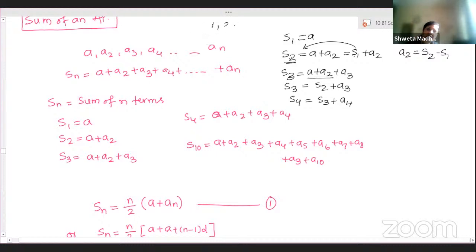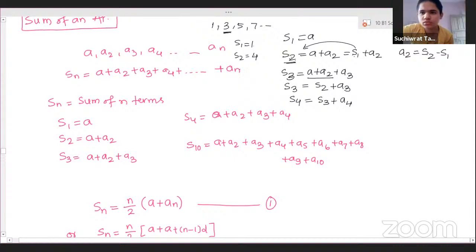1 and 3, 5, 7, these are there. So what is S1 here? S1 is 1. What is S2? 3 plus 1, 4. Now if you do 4 minus 1, what will you get? You will get the second term.